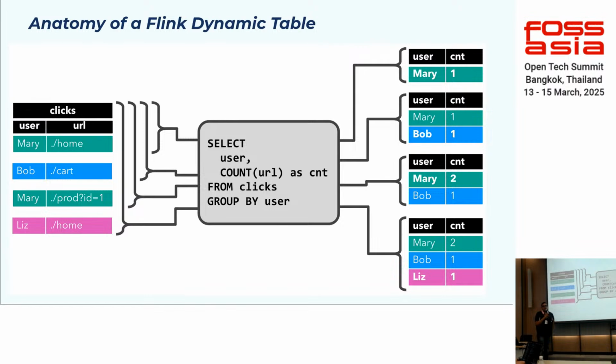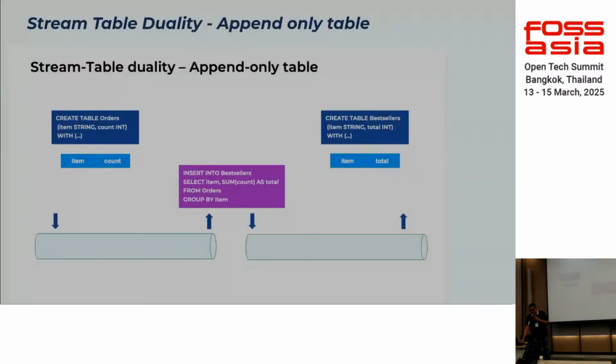So how do I query? How do I write these queries on a Flink dynamic table? Very simple, just as a simple SQL aggregation. I could do a select user, count of URL as CNT from clicks group by user. And look at the right-hand side. The Flink dynamic table on the right keeps on adding the aggregated value. So Murray comes 1, and then Bob, and then Murray is 2, the count goes to 2, and then Liz 1.